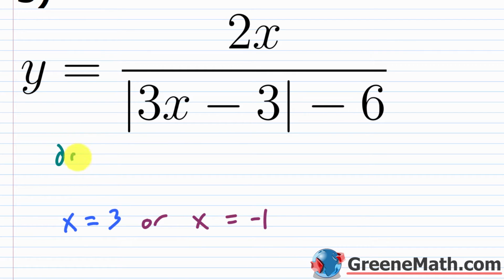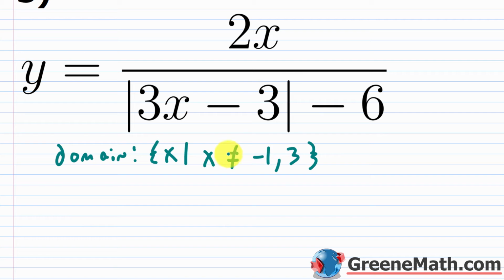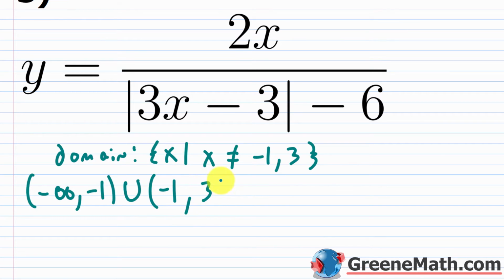So let's set this up, and we'll just say that the domain is the set of all x such that x is not equal to negative 1 and also 3. You can also write this in interval notation, but it's a bit lengthy. You would come from negative infinity and go up to and exclude negative 1, then the union with excluding negative 1 again and going up to and excluding 3, and then the union with excluding 3 and going out to positive infinity.